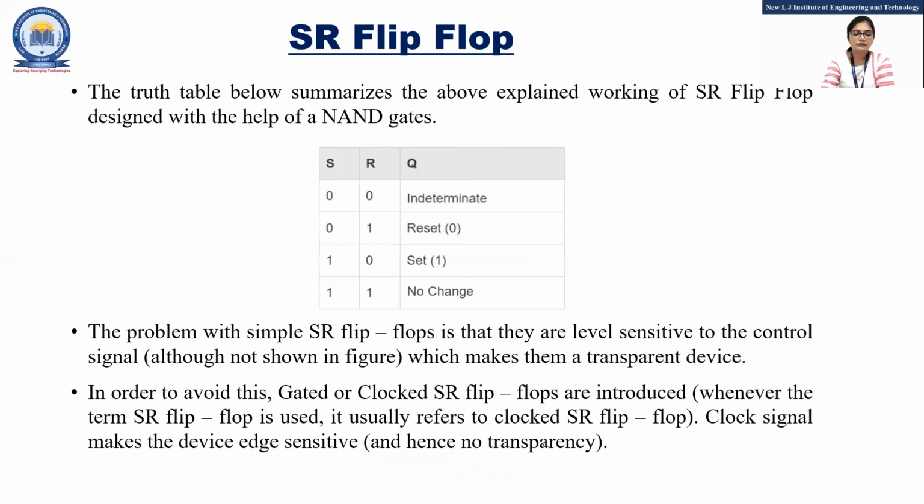So I have taken all these 4 cases in tabular form. You can see here the truth table of this flip-flop. 0, 0 means indeterminate state. 0, 1 means Q will be 0, means the flip-flop is in reset mode. Whenever S is equal to 1, Q will be 1, means the flip-flop will be in set mode. And 1, 1 means there is no change in the output, means we will get the previous output as it is in this case. Okay, so this is the circuit using NAND gate.